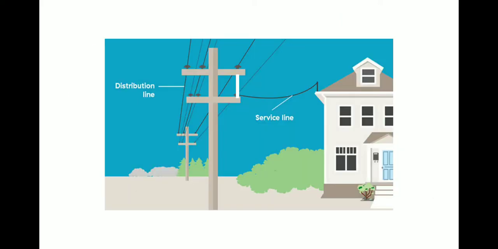Now this is the picture that we must have seen outside. So here the distribution line from the substation reaches our home in this way. Here this is the pole fuse, and the pole fuse is the first fuse through which the live connection of the wire passes. So from here it enters our home.